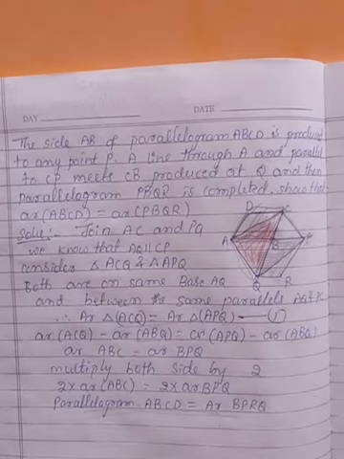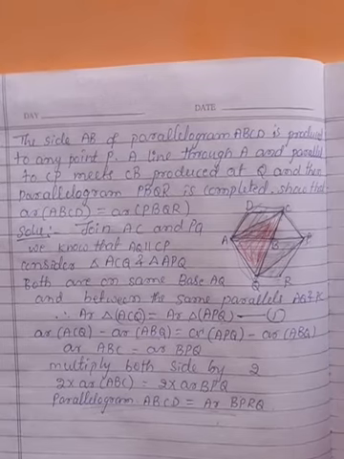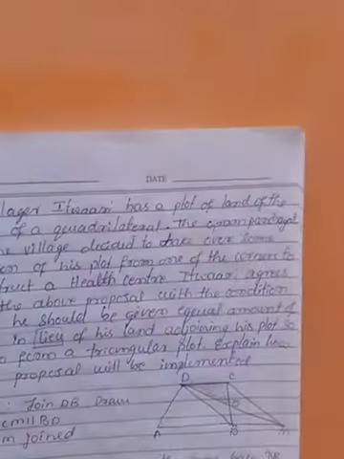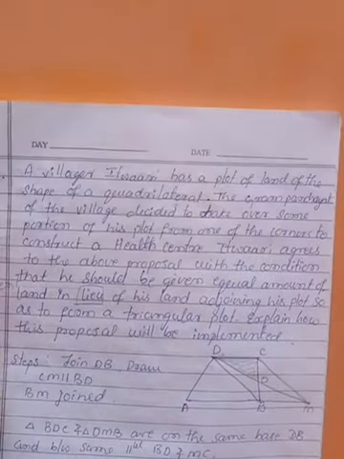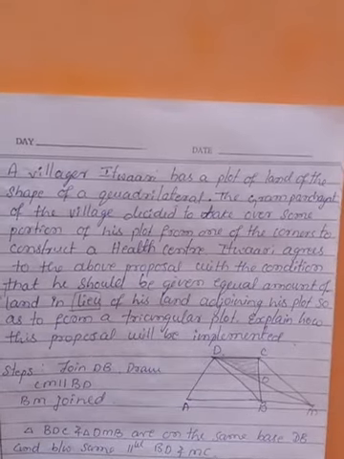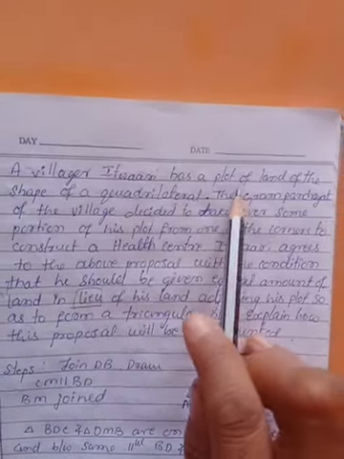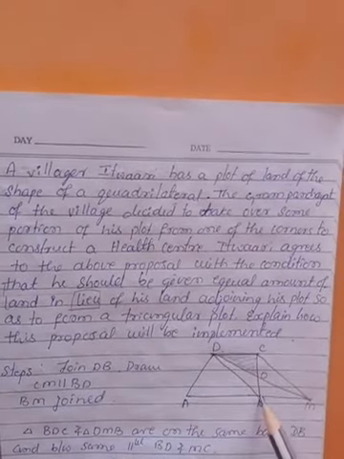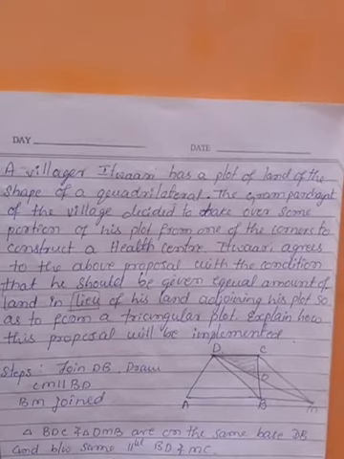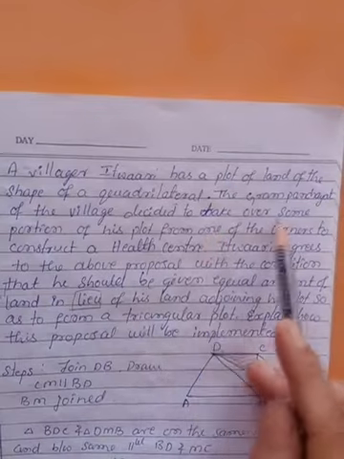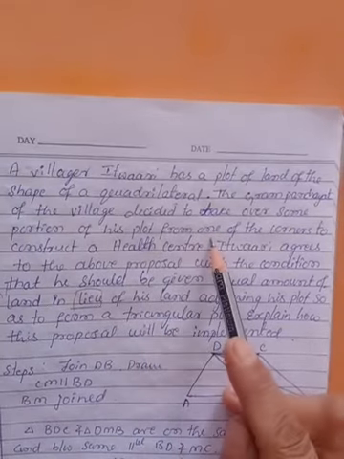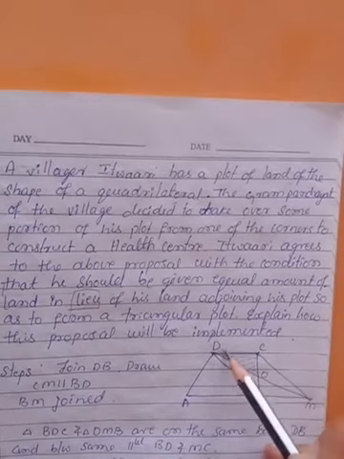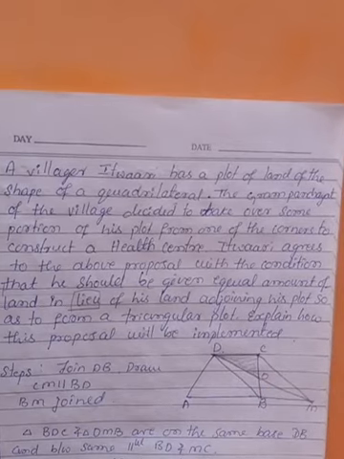Now we will move to one more problem of the exercise. Okay, the next one is a statement problem. A villager Itwari has a plot of land in the shape of a quadrilateral. Draw one quadrilateral, call it ABCD. The Gram Panchayat of the village decided to take over some portion of his plot from one of the corners. I am taking the corner C, to construct a health center. This is the portion taken by the Gram Panchayat.